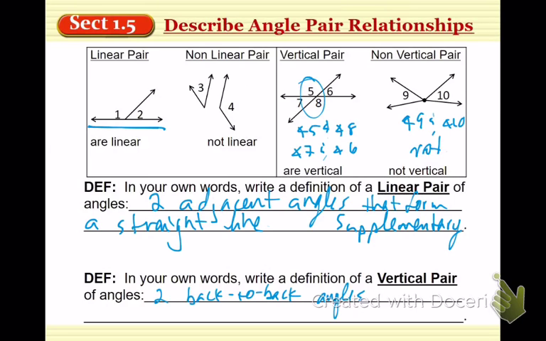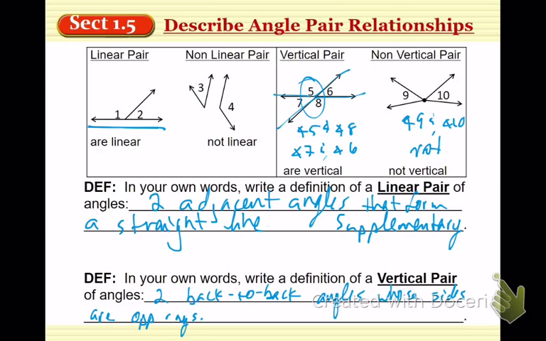But you've got to be careful because 9 and 10 kind of appear to be back-to-back. So we must add something else to it. What else is in this picture with 5, 6, 7, and 8? Well, the same class suggested that they're opposite rays. Their sides are forming opposite rays. The two back-to-back angles whose sides are opposite rays. And that makes it different than 9 and 10.